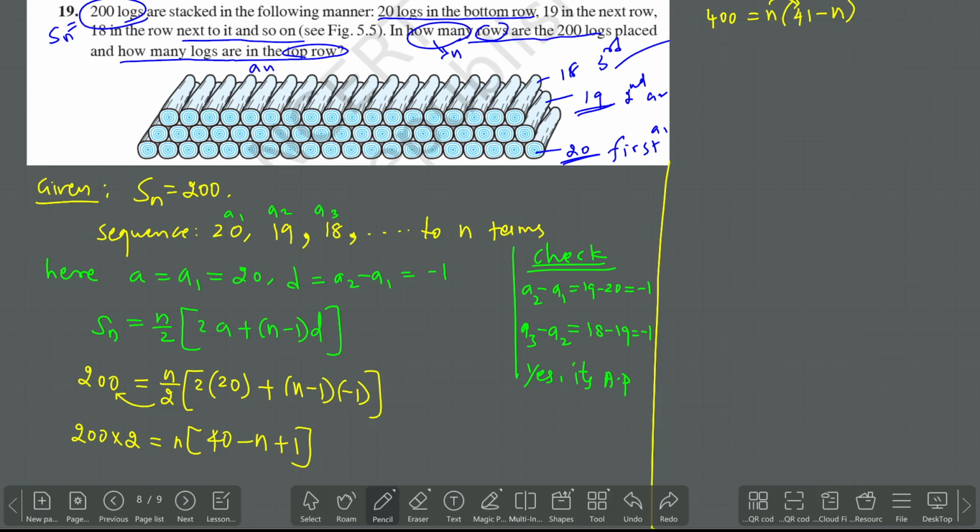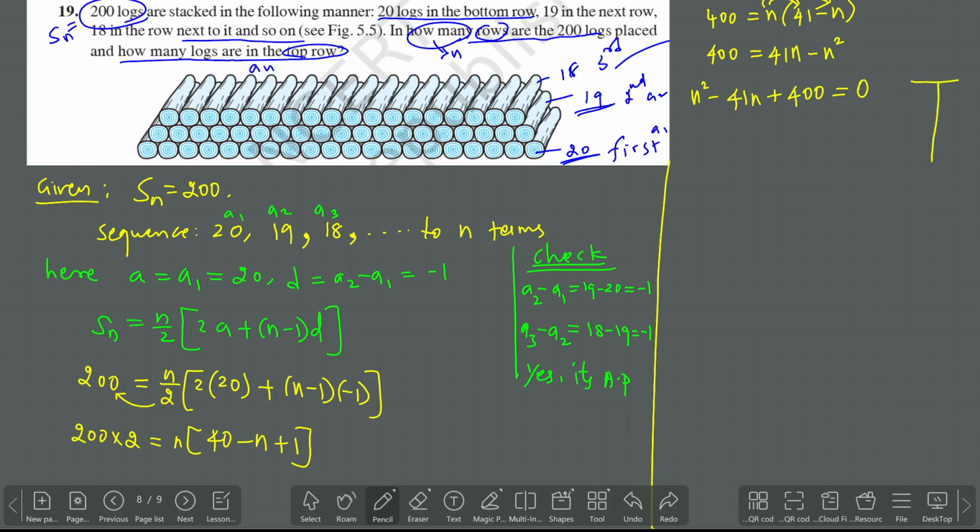Take this n and multiply inside one by one. You will be getting 400 equal to 40 into n minus n into n, n square. N square should not be in minus, so bring everything to the left hand side. So plus n square, 41 when you bring to the opposite, minus 41n. Already we have this side 400. Right hand side nothing is there, so 0.